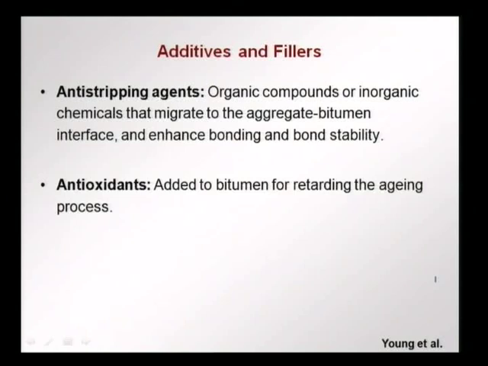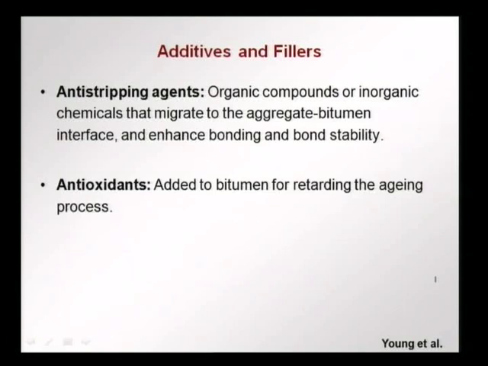Some of these problems that occur in asphalt concrete can be mitigated by the use of additives and fillers. So, we will see some of the additives and fillers that are normally used. We can have what are called anti-stripping agents. These are organic compounds or inorganic chemicals that migrate to the aggregate bitumen interface and facilitate a good bonding between the aggregate and the bitumen.